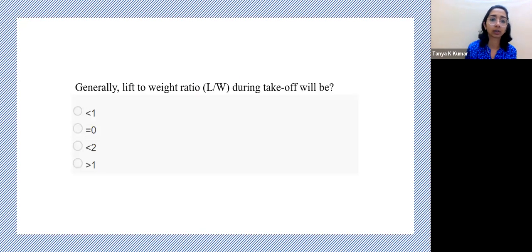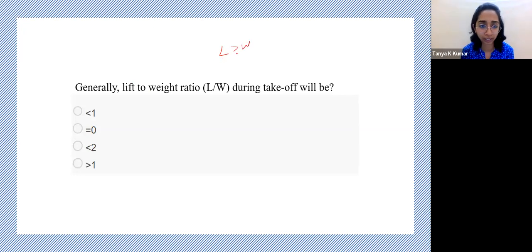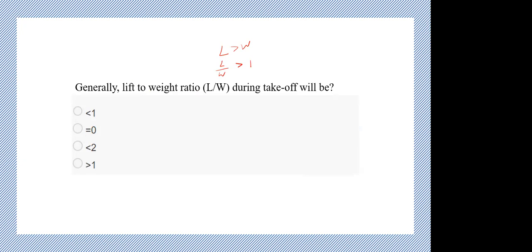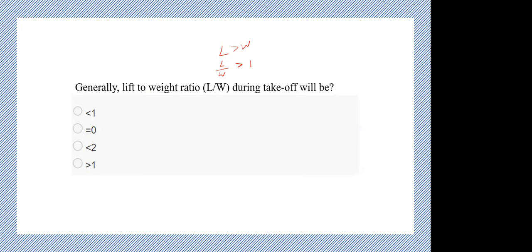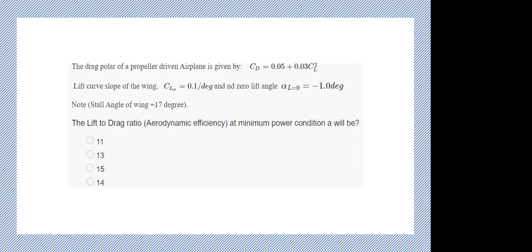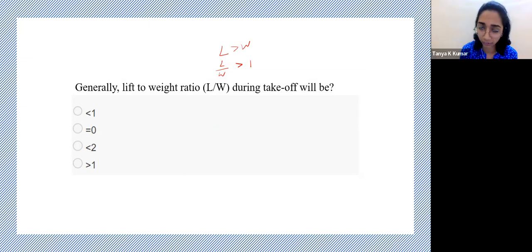Next question: generally, the lift to weight ratio during takeoff will be greater than 1. Exactly, so lift is greater than weight. That is what ensures takeoff, so lift by weight has to be greater than 1. For a cruise, what will it be? Equal to 1. Exactly. Will it ever be 0? No, ma'am, the aircraft will fall down. If it's 0, that means lift is 0, which is not possible. Correct.